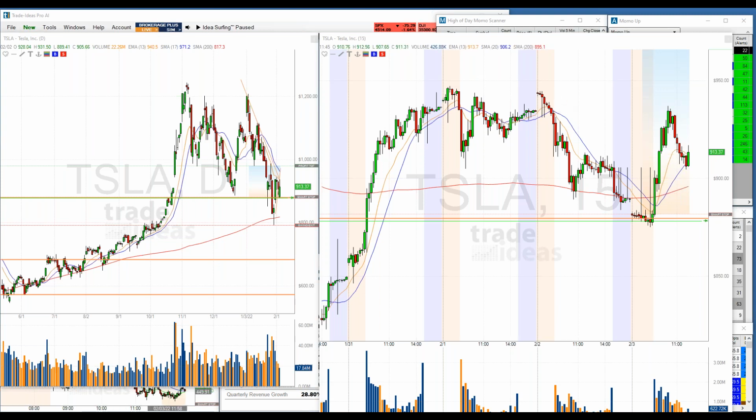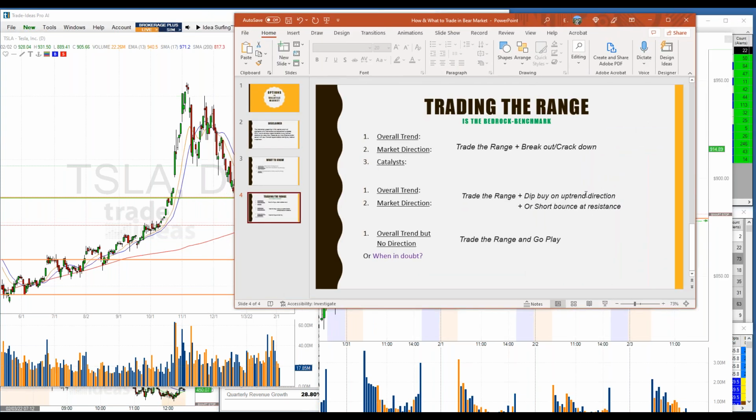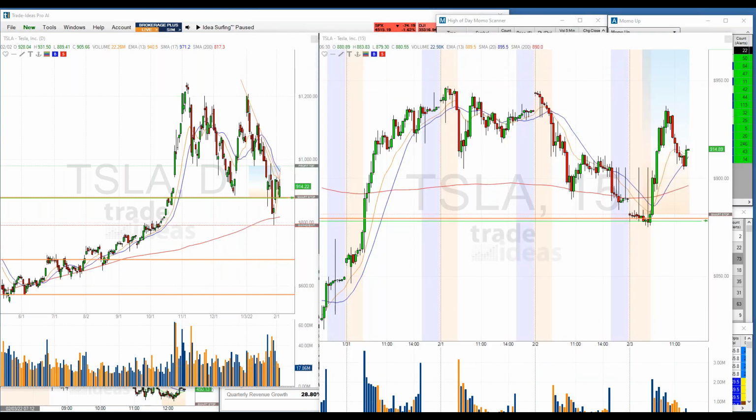So we have only one and two, right? The overall trend is kind of moving sideways, and the market direction is the gap down. So we don't have a catalyst on it. So we have two. Then what we need to do is pick this one. Okay, or when in doubt, always trade the range. Okay, so there we go. So let's take a look at it for now.